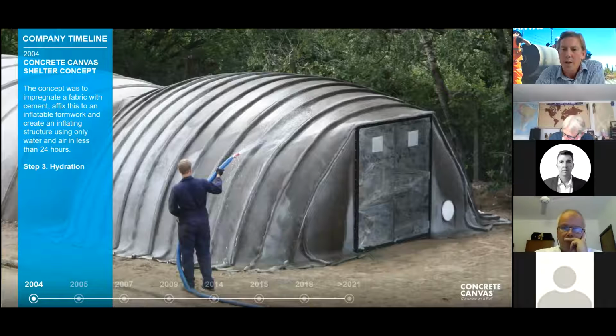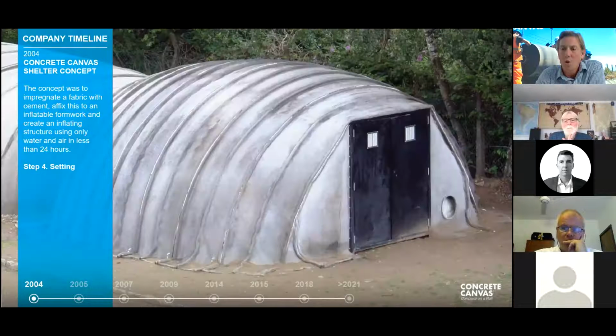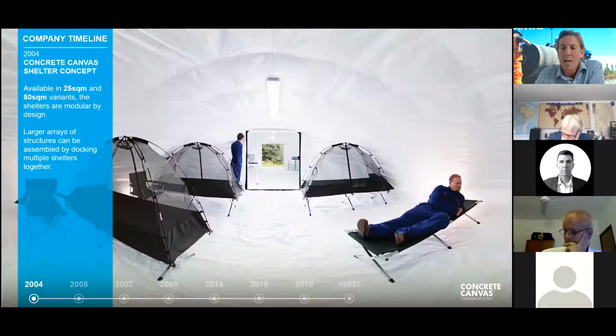That water then hydrates the high early strength concrete powder, and in 24 hours, the concrete fabric on the skin of the shelter has set. You can release the pressure from the inflatable liner, and you have a hard concrete, fiber reinforced concrete, durable structure that will last for over 10 years. And the liner remains in place inside to provide a sterilizable working surface.